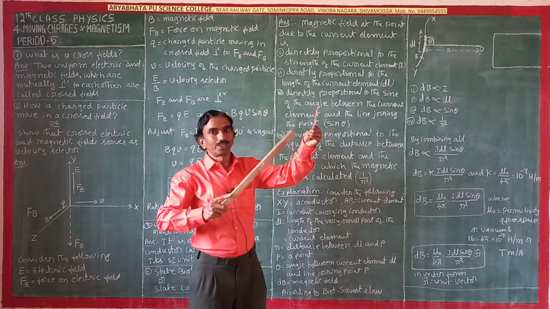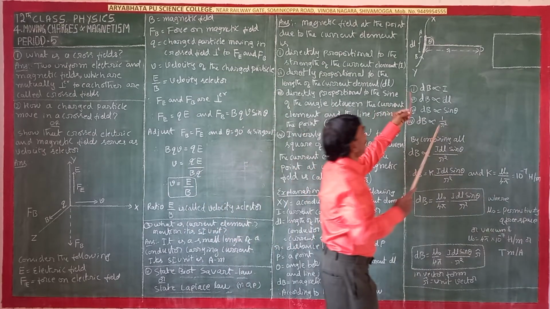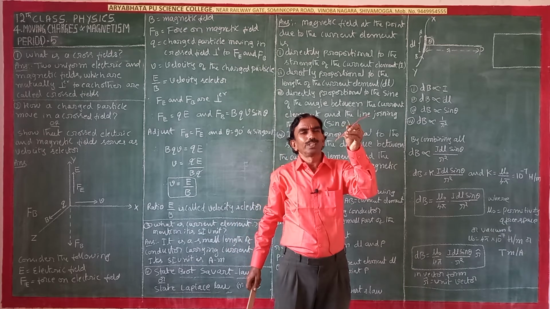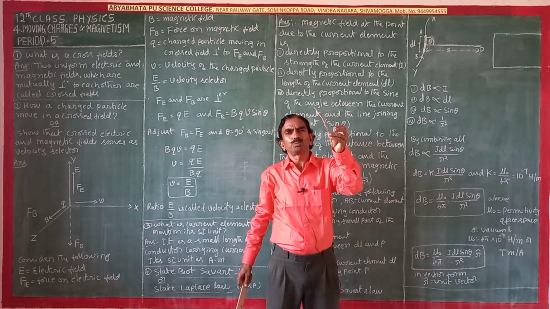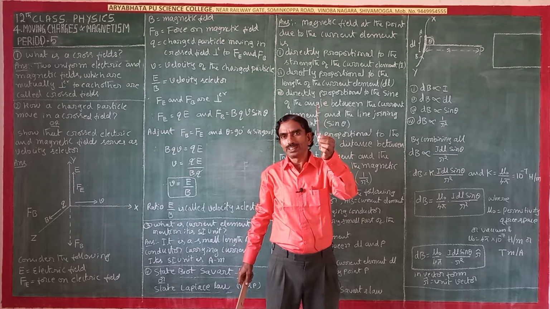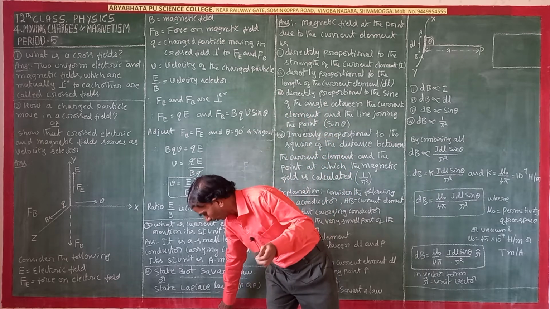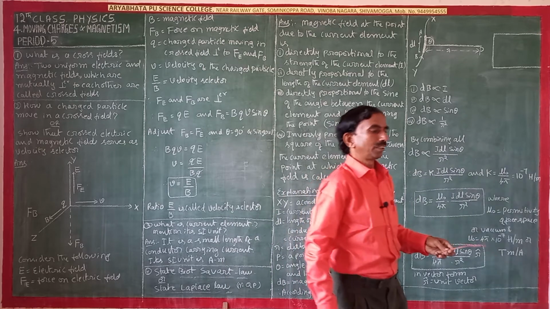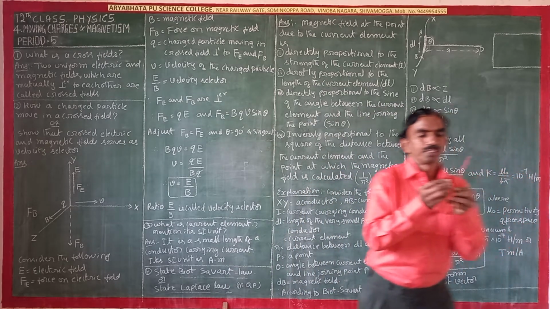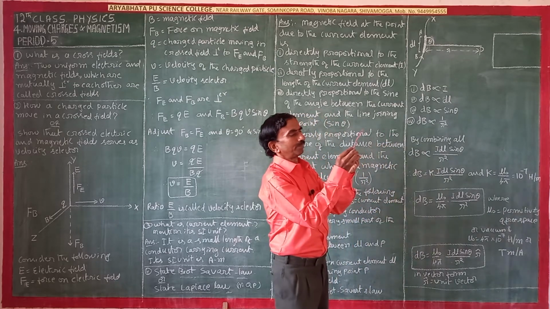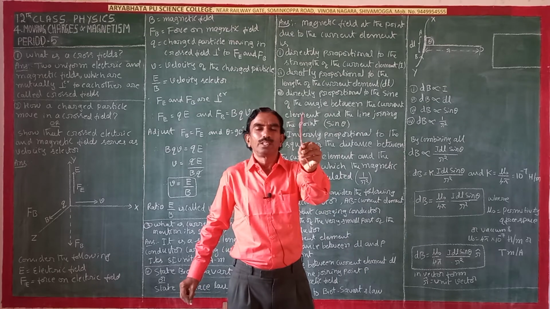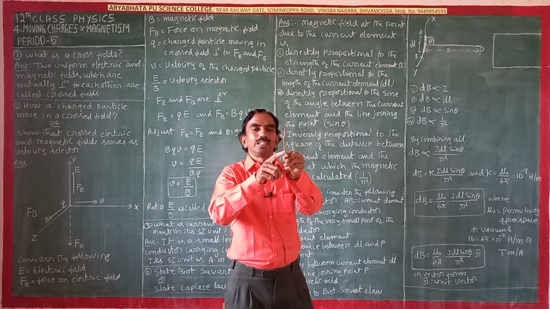XY is the length of the wire, and here is a small element, only a bit of it. I have marked it with a white chalk piece. This is only a small part of the length of the wire. It is called a current element. Current element means a very small part of the wire.